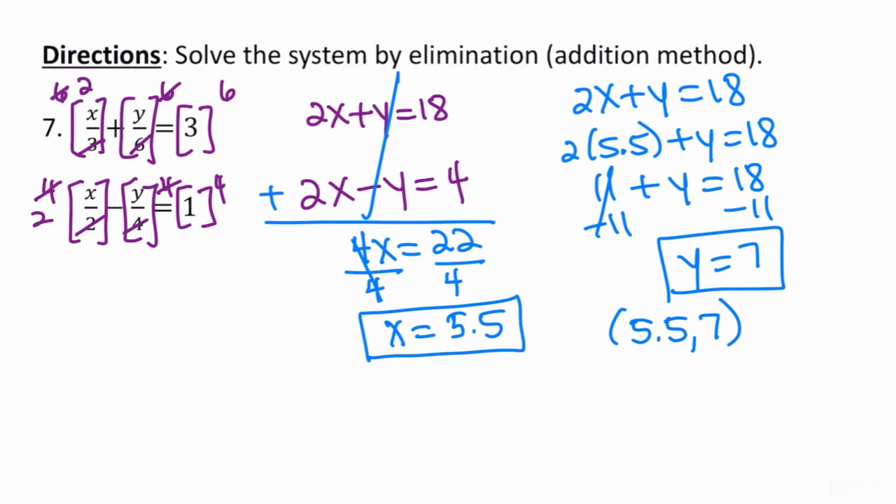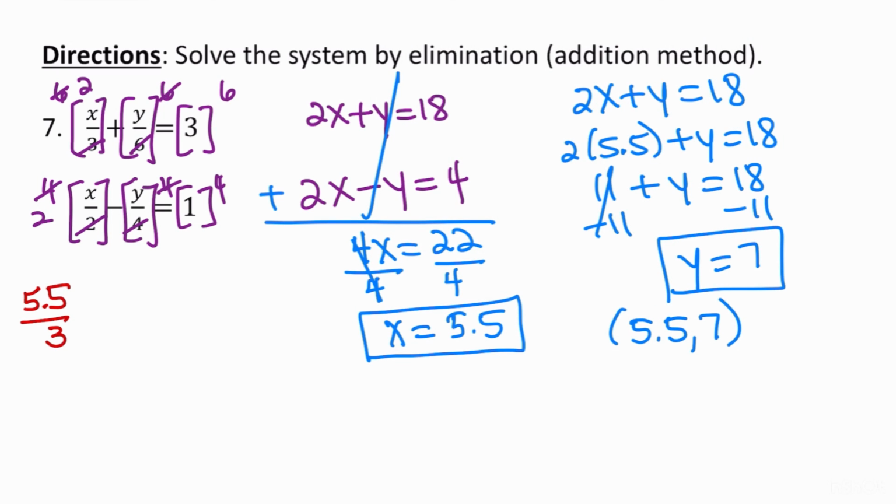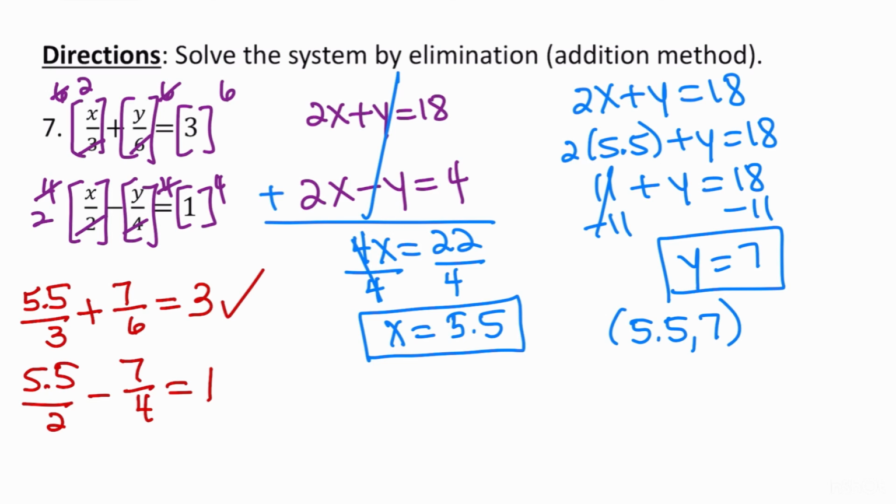Can I check to see if this is correct? Absolutely. Let's go ahead and substitute. 5.5 divided by 3 plus 7 over 6 is going to equal 3. So take your calculator and go ahead and put 5.5 divided by 3 plus 7 divided by 6, and it's going to give you 3. Yes, it works. Let's try the next one. 5.5 divided by 2 minus 7 over 4. Does that equal 1? Again, you can put it in your calculator just to check. 5.5 divided by 2 minus 7 divided by 4 does equal 1. So yes, this is my answer.